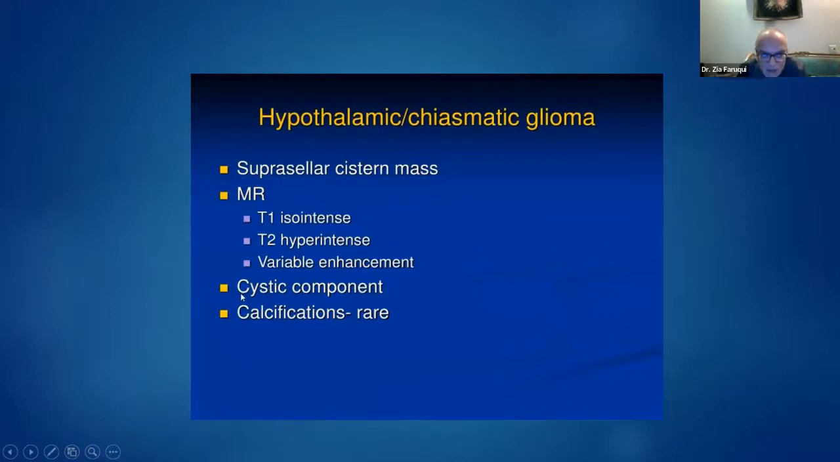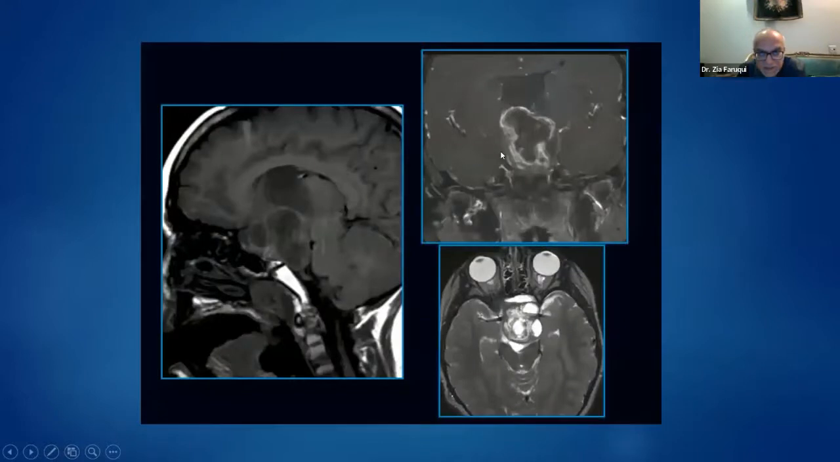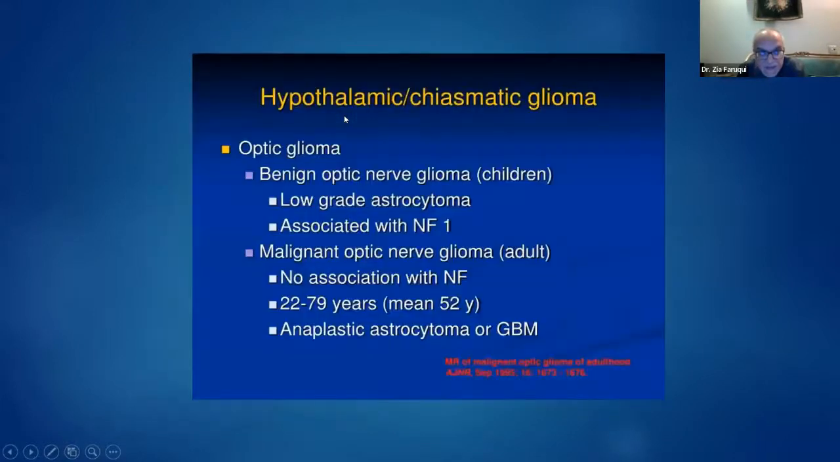They usually have a cystic component. They will hardly ever calcify, and they will show irregular enhancement post-contrast, and again, large irregular necrotic lesion, thick enhancing walls, internal fluid levels as well, cystic component within this. So this turned out to be a hypothalamic glioma.